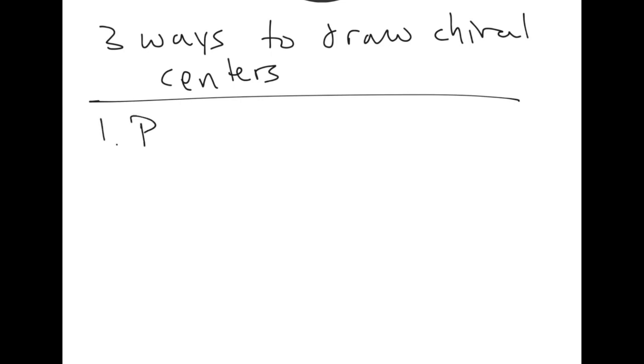So there are three ways to draw enantiomers or chiral centers. I'm going to start with the way that sucks the least and the way that we're going to use the most. And then I'm going to show you how they do it in biology and biochem. We're all going to feel dirty and then move on. All right, so way one is the perspective formula.